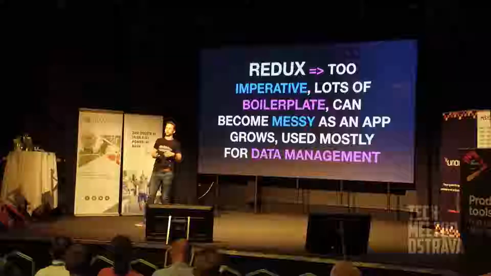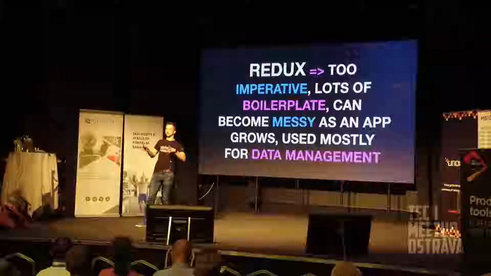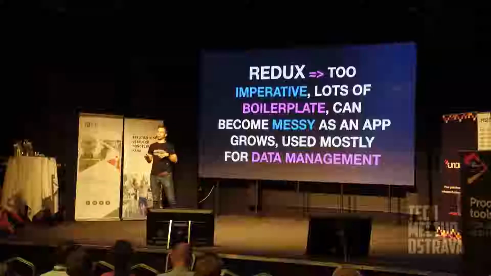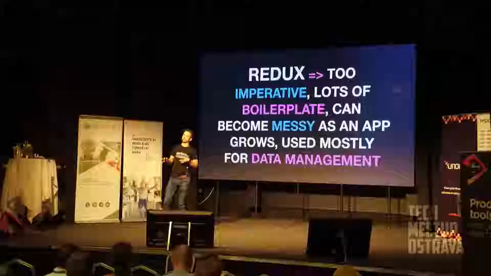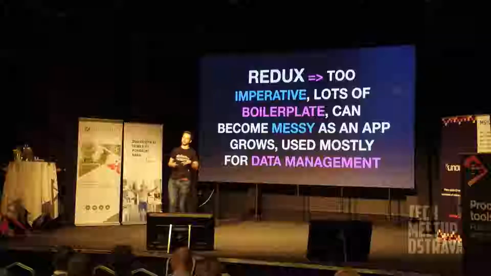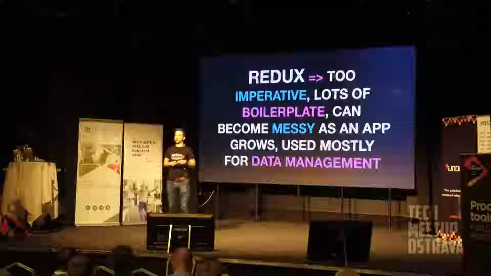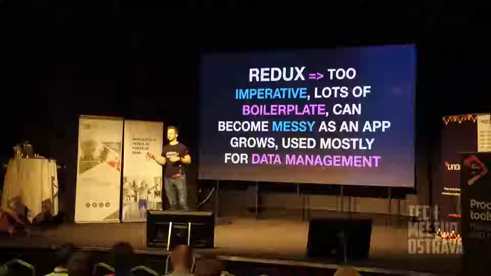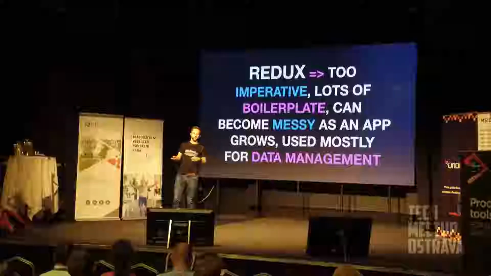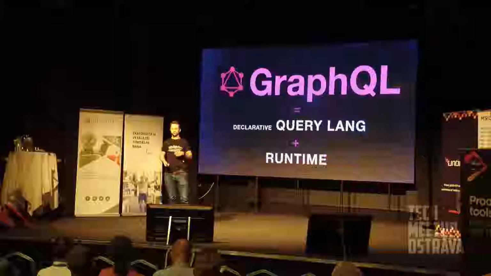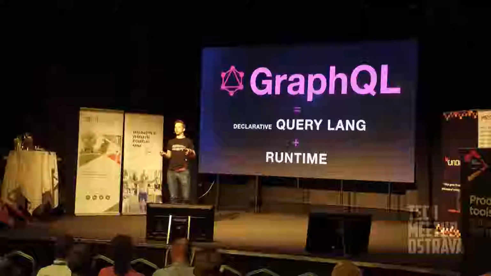So if we remove that part of data management that Redux does, we basically end up with UI state management. And nowadays it can be managed easily using React tools itself, like local state, context, etc. So here comes GraphQL.